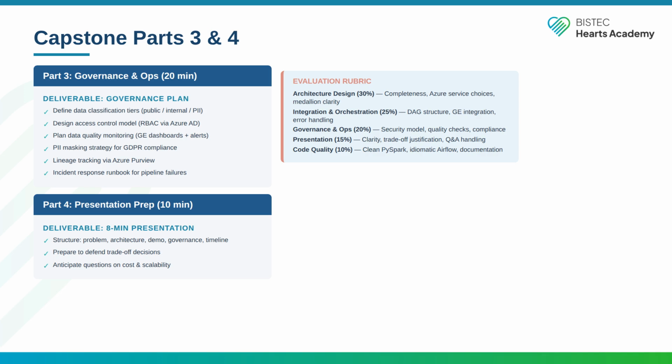The evaluation rubric is weighted as follows. Architecture design is 30%. Integration and orchestration is 25%. Governance and operations is 20%. The presentation itself is 15%, and code quality accounts for the remaining 10%.